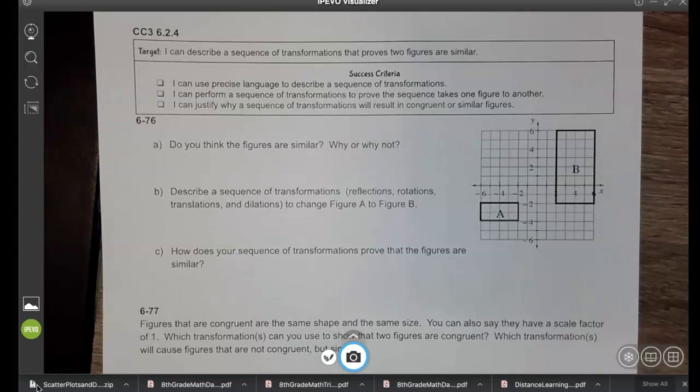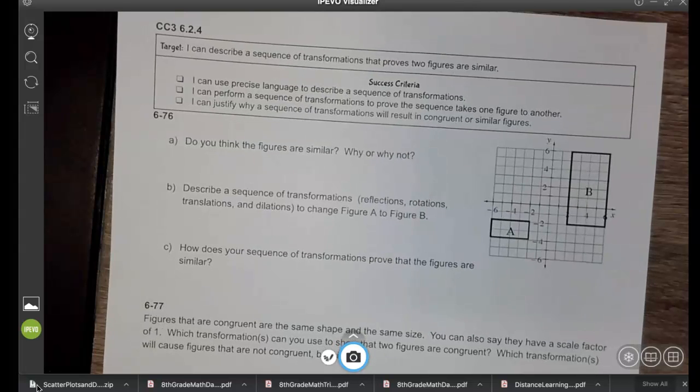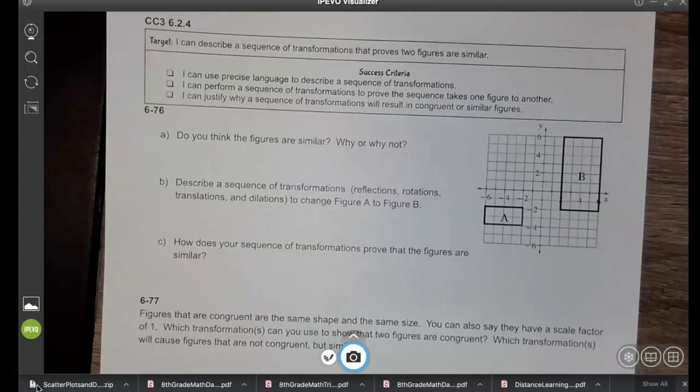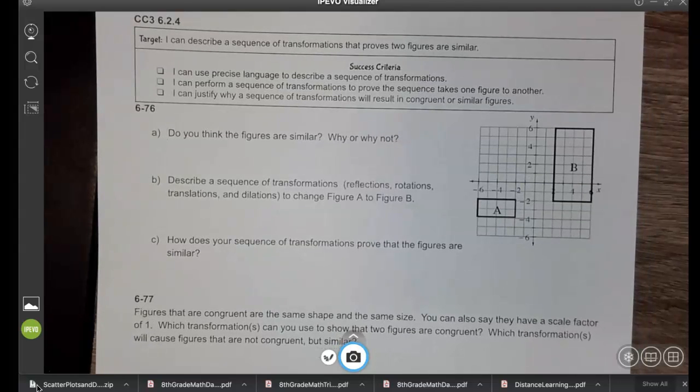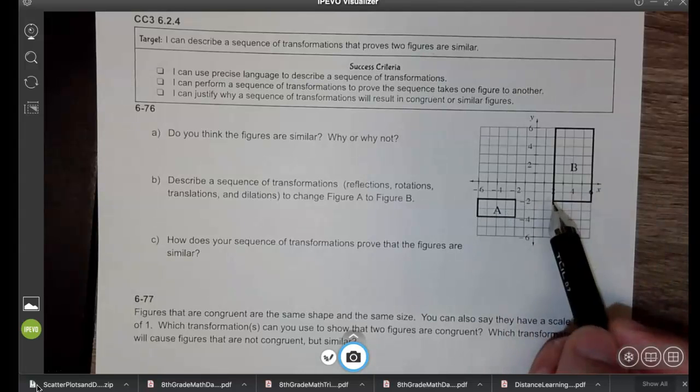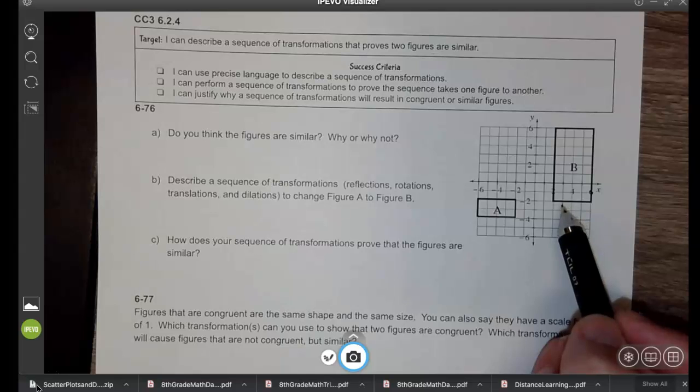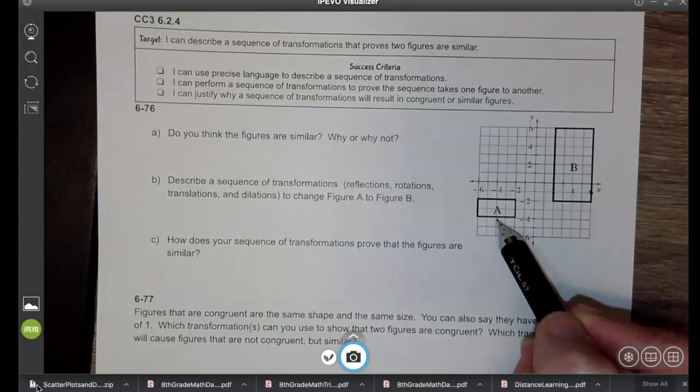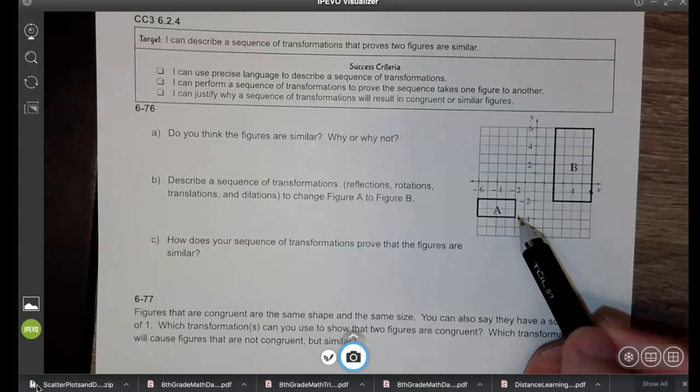So none of these you actually perform, but you're identifying what happens from step to step. The other thing to think about is, is sequence important when you are transforming one figure to another. So we look at the first problem here, 6-76, and they want to know, do you think these figures are similar? So that was our previous lesson about similarity. Yes, we would say they are similar because their angles are the same, their shape is the same. The side length of B is twice as long as A. So these we would describe as being similar.